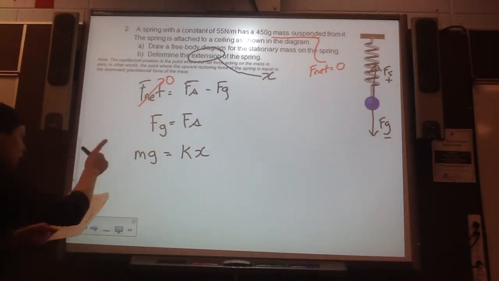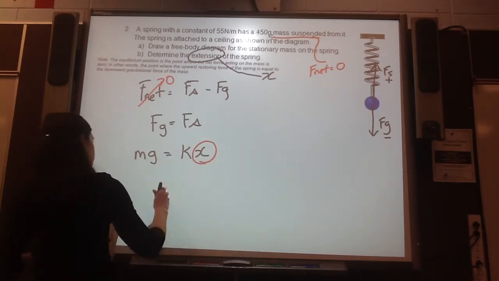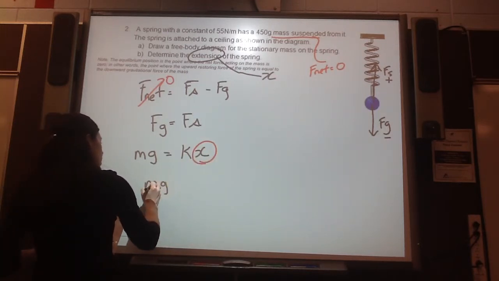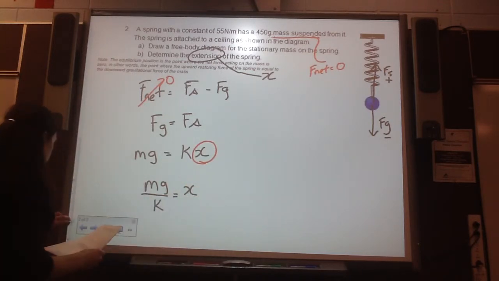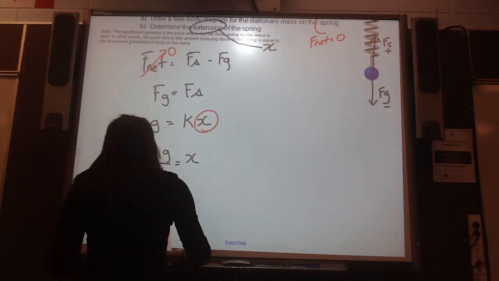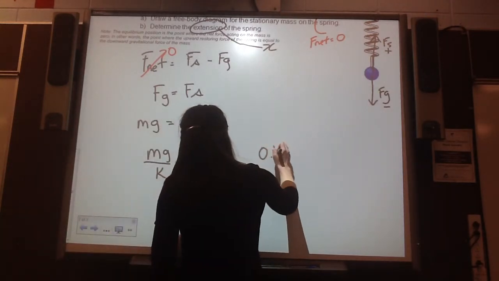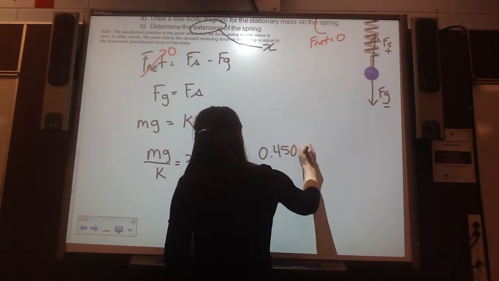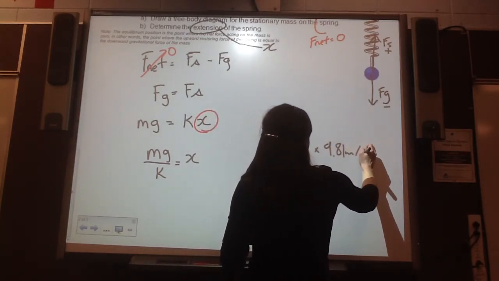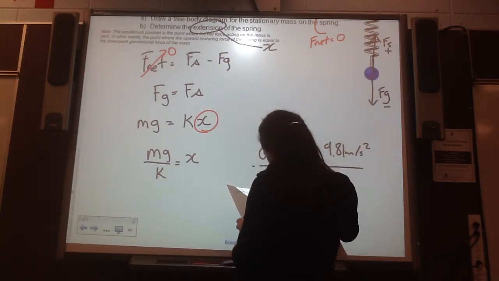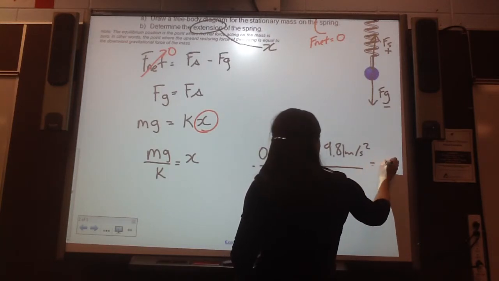Okay, so what are we looking for? We're looking for x. So mg over k is equal to x. So let's just put that in, 0.450 kilograms multiplied by 9.81 meters per second squared, all divided by 55 Newton meters is equal to x.